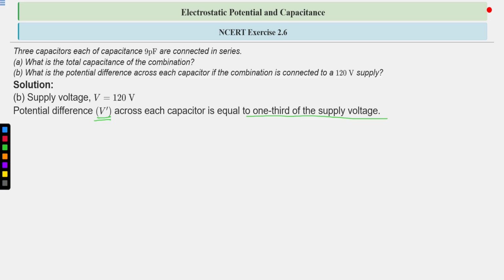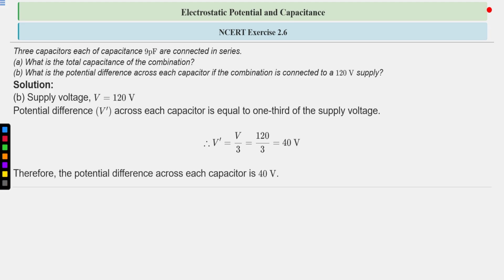Now, they are identical capacitors, so potential difference will distribute equally among all the capacitors. So V dash equal to V by 3 equal to 120 by 3 equal to 40 volt. Therefore the potential difference across each capacitor is 40 volt.